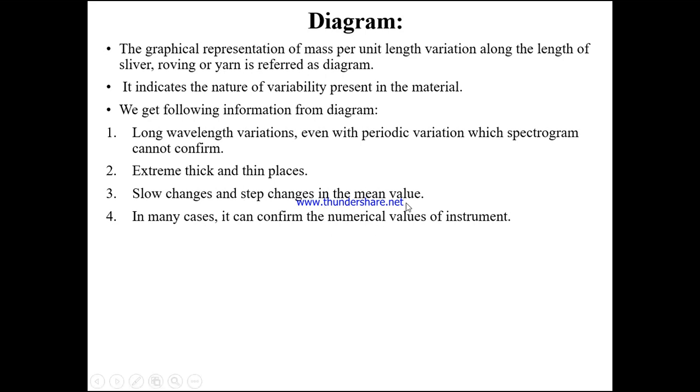Slow changes and step changes in the mean value. Okay, if there are slow and step changes of the mean value, suppose for example the mean yarn count is 40 count, and the same count is running in a ring frame machine for 1 month. So maybe after 1 month there is a slow change of the mean value from 40 count to 36 count. So that slow change after 30 days can be detected by the diagram. That is not detected by spectrogram, because the spectrogram can only detect the short term variation. The long term variation can only be detected by the diagram.